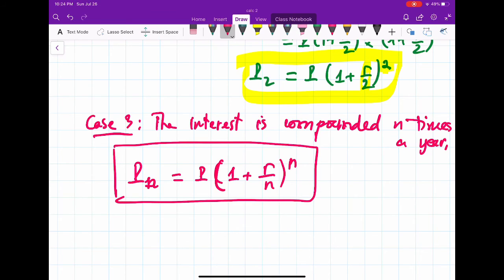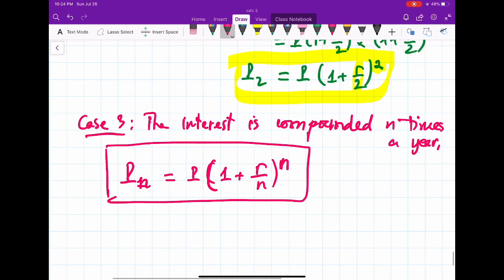You see, the situation is easily generalized. So whatever you want, right? Maybe 12 months, maybe 365 days, or maybe the interest may be compounded by hour, right? Hourly. So it really depends on n, right? And how the interest is compounded.